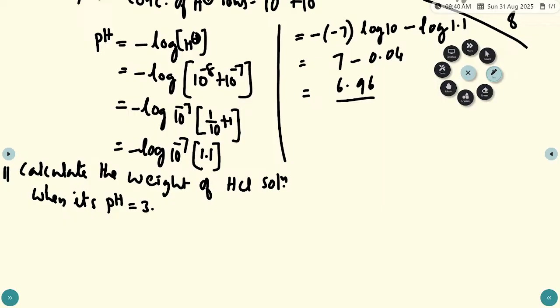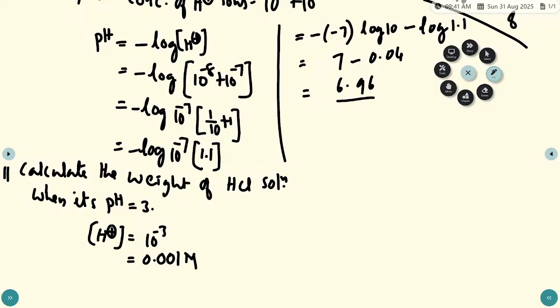So here pH is 3. If pH is 3, what is the concentration of H plus? Reverse, that is 10 to the power of minus 3. See here, if pH is 3, then the concentration of H plus ion is equal to 10 to the power of minus 3. So 10 to the power of minus 3 you can write as 0.001 M.